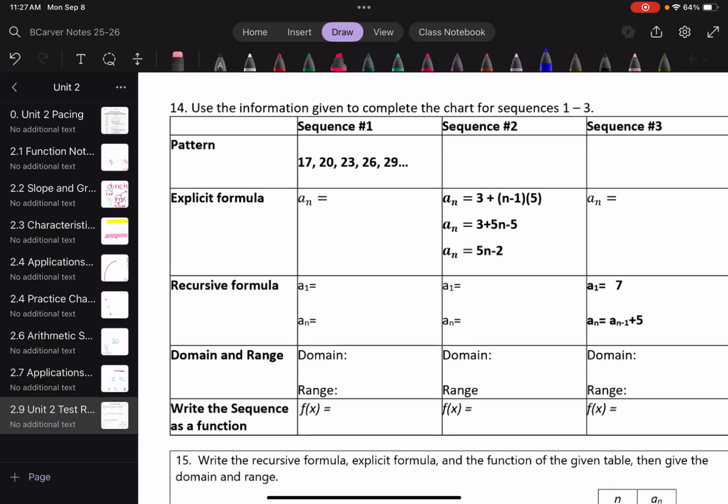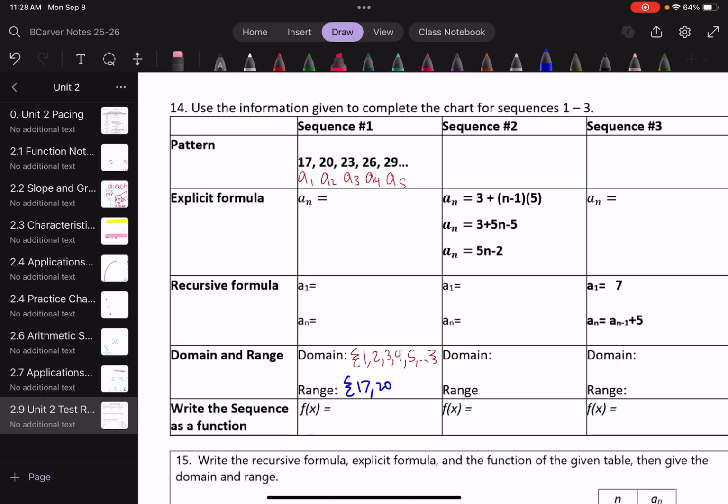It says we're given the sequence 17, 20, 23, 26, and 29. It's asking us to find the explicit formula, the recursive, the domain and range, and then write it as a function. So I'm going to start off with the domain and range because we're given terms A1, A2, A3, A4, and A5. So that means my domain is those counting numbers 1, 2, 3, 4, 5, ellipses. And my range is simply the sequence.